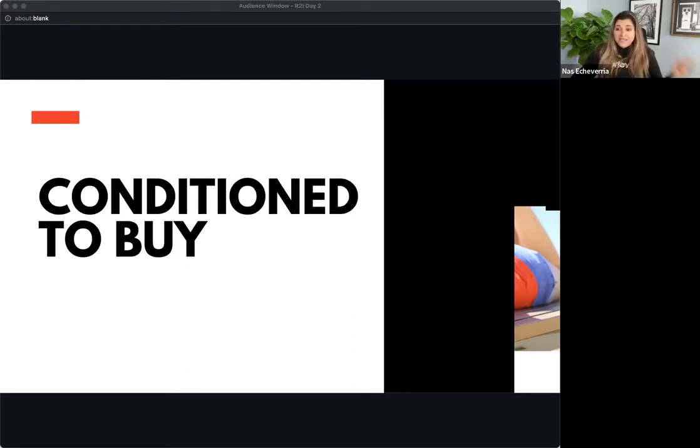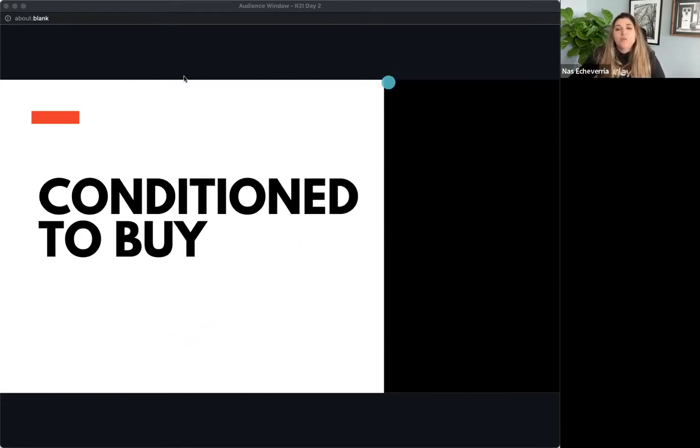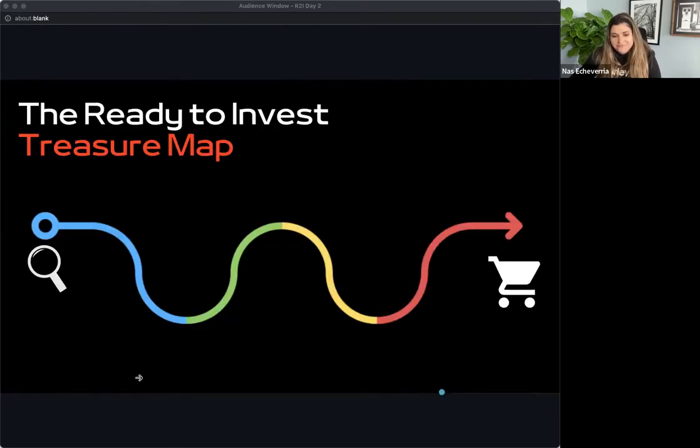So we want to set that intention from the very beginning, and we want to give them a treasure map that helps them decide if they're the right person and if they're making the right decision. When we do this, it's like a treasure map that makes uncovering you and your offer the gift that they want more of. I call this the ready to invest treasure map.